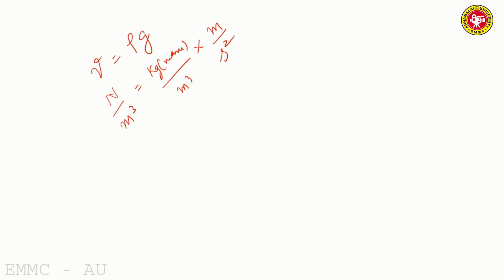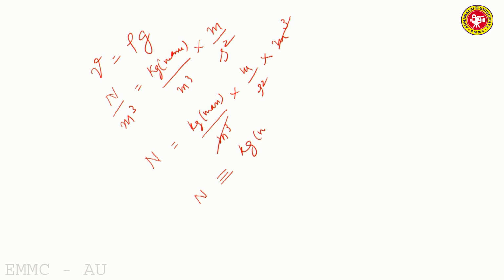Now let us express Newton from this. So Newton is equivalent to kilogram mass per meter cube into meter per second square, multiplied by this meter cube. If you take it here, it will go to the numerator, so this meter cube and this meter cube will get cancelled. So you have Newton is equal to kilogram mass into meter per second square into meter.